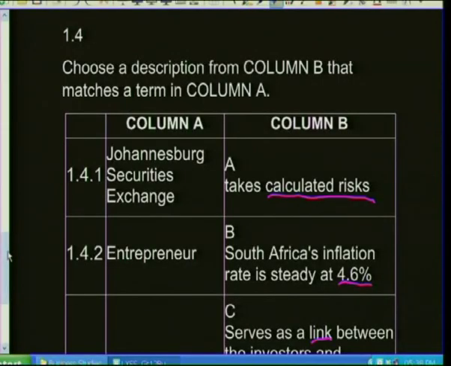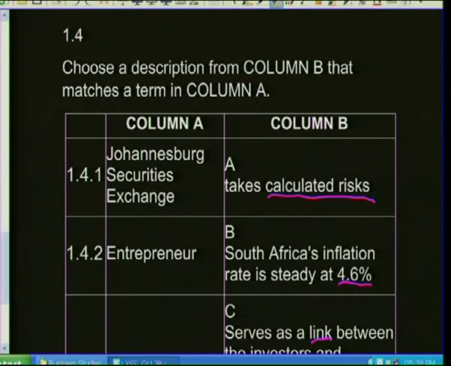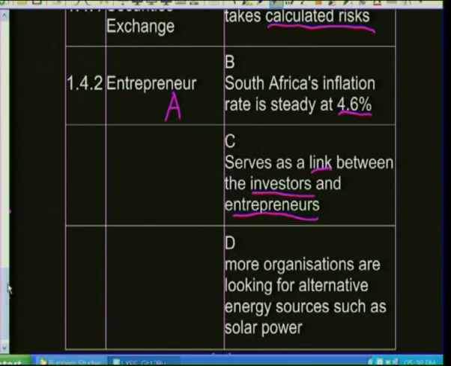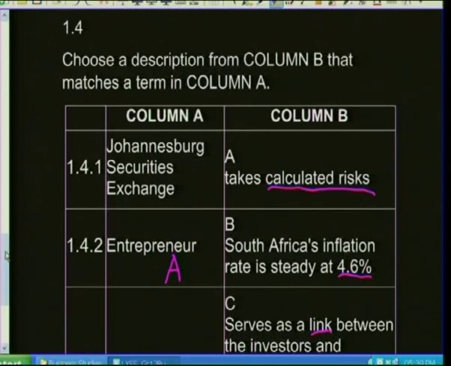So that doesn't make sense to me for JSE or an entrepreneur. That first one still looks very familiar to me. Takes calculated risks. We know that an entrepreneur isn't afraid to take risks. So the answer for 1.4.2 entrepreneur is A. Now we need to go and look quickly. What is the JSE? We know that it doesn't have to do with inflation. We know that it doesn't have to do with solar power. So that leaves me with option C, where it says it serves as a link between the investors. So my answer is C.